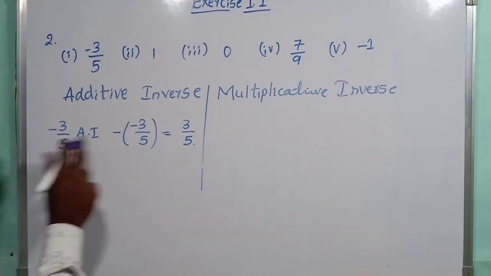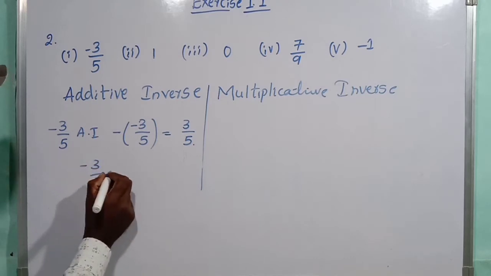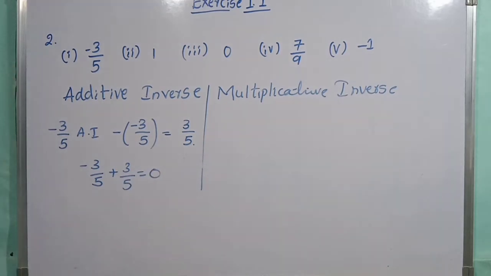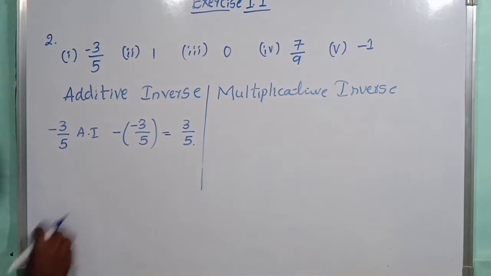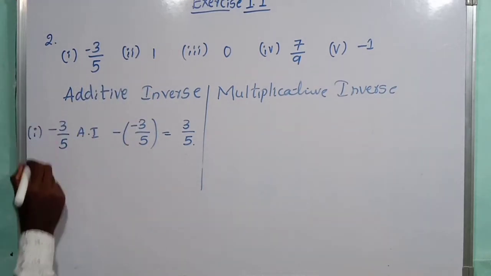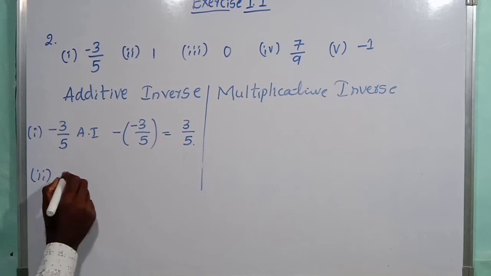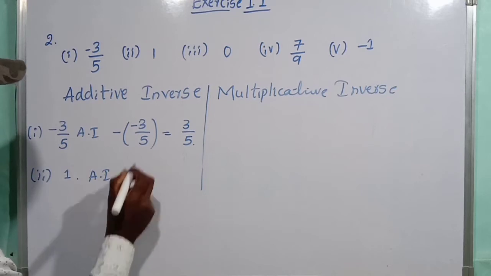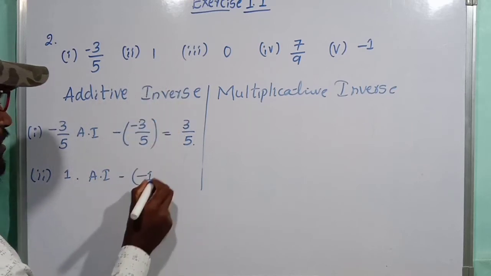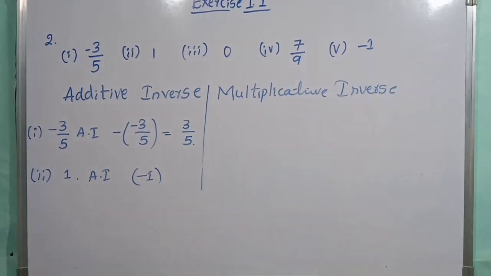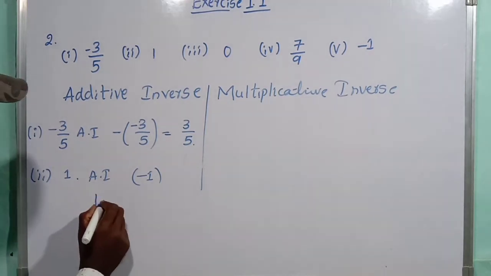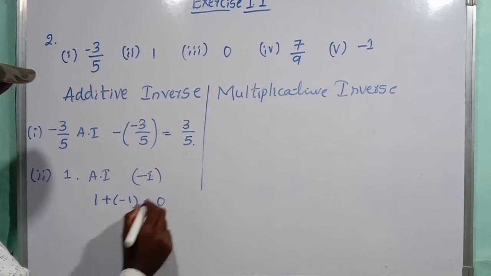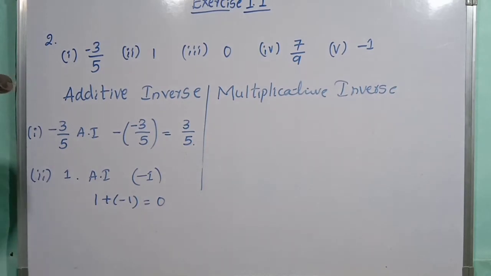Next, if we add both, minus 3 by 5 plus 3 by 5, what will be the result? 0. Sum is 0. Everyone clear? Next one, what is the additive inverse of 1? Additive inverse of 1 is minus 1. So if we add 1 plus minus 1, that is 1 minus 1, 0. Everyone clear? So this is the additive inverse.